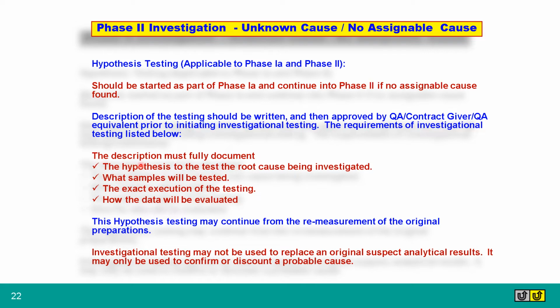The description must fully document the hypothesis to the test, the root cause being investigated, what samples will be tested, the exact execution of the testing, how the data will be evaluated. This hypothesis testing may continue from the remeasurement of the original preparations. Investigational testing may not be used to replace an original suspect analytical result. It may only be used to confirm or discount a probable cause.